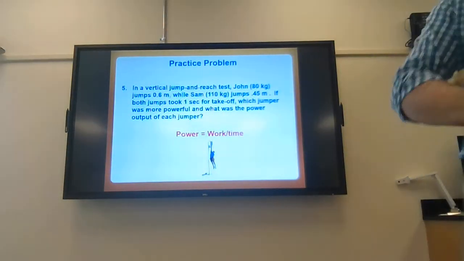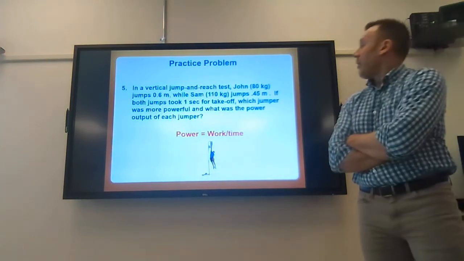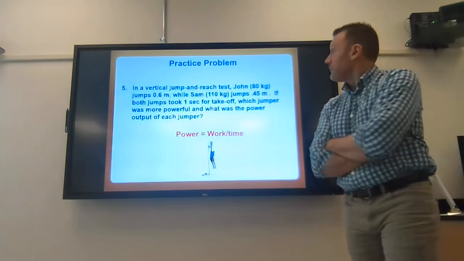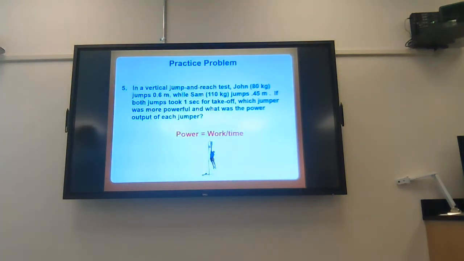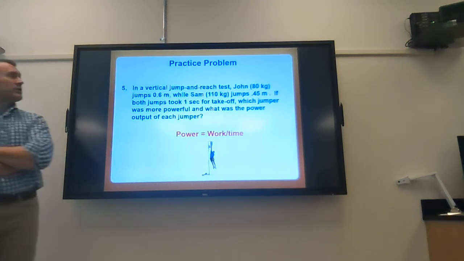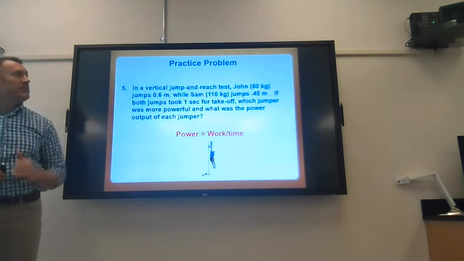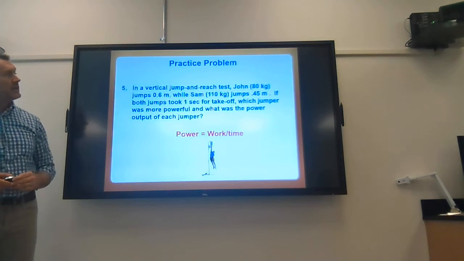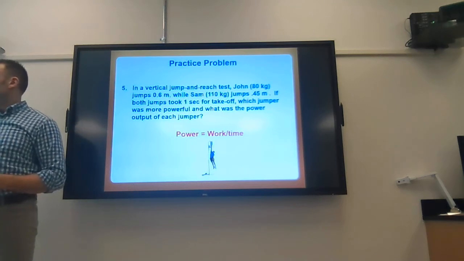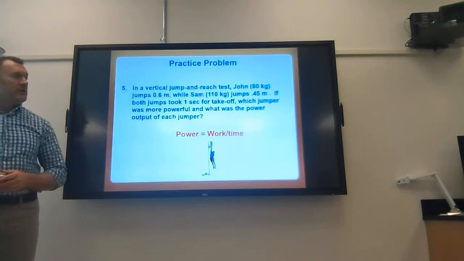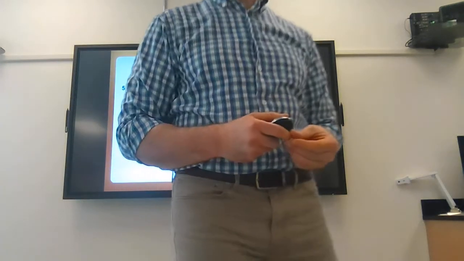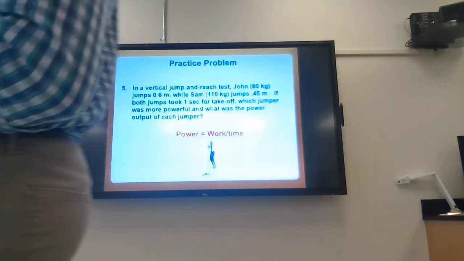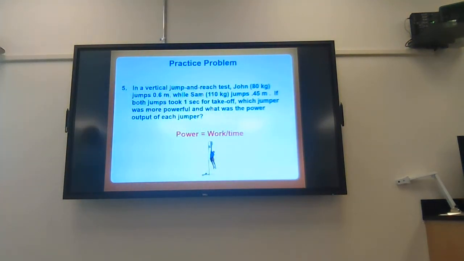So, was it John or was it Sam and what was their power output? So again, just converting their mass to a force, multiply by 9.81. And once you have the force, you multiply by the displacement. Okay, so 0.6 or 0.45. And then divide by the time, which was 1 second. So the unit of watts is joules per second.